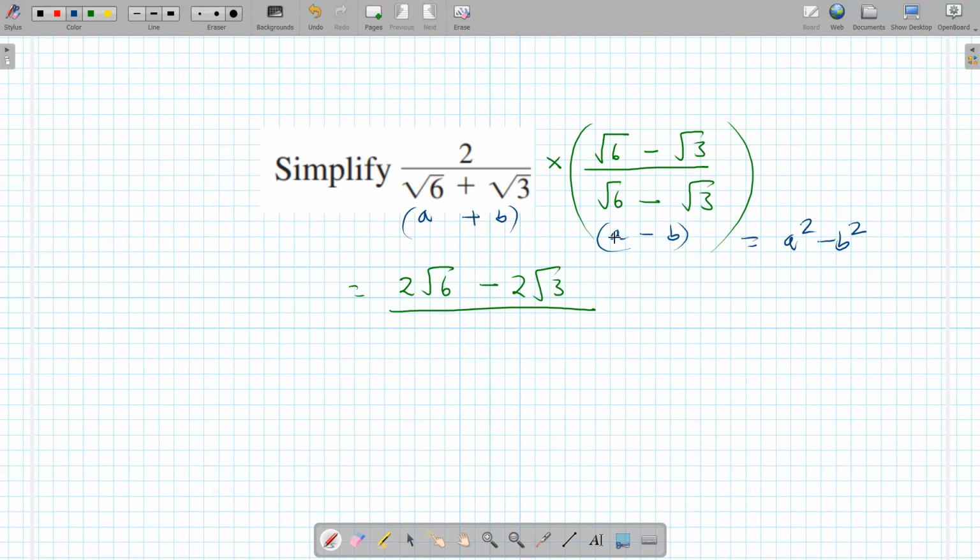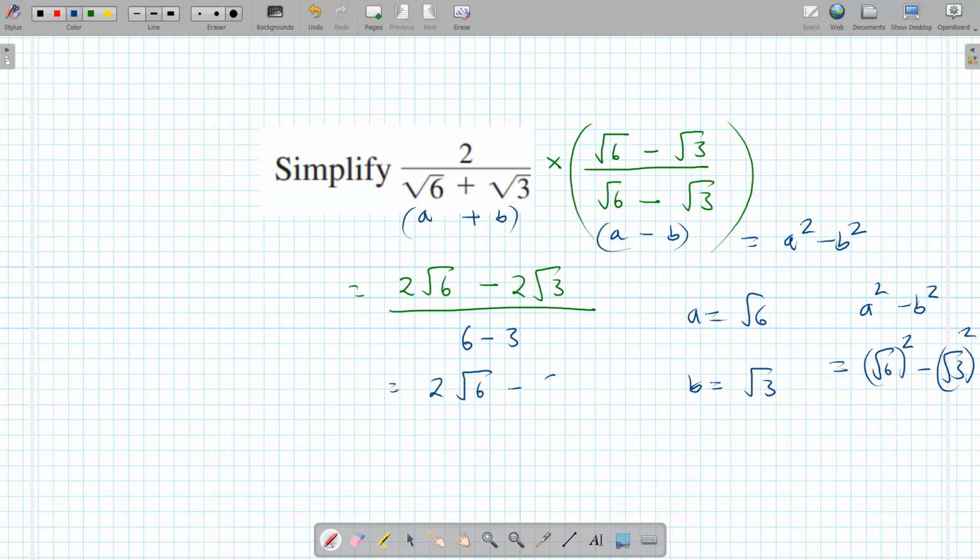So just take the first term, look at this. The first term, a here, is root 6. B here is root 3, right? A plus b times a minus b becomes a squared minus b squared. So it'll become root 6 squared minus root 3 squared, like this. And the square and the root cancel out. So you'll get 6 minus 3, like that. So the square roots are completely gone. And then you'll get 2 root 6 minus 2 root 3 over 3. And that's going to be the final answer.